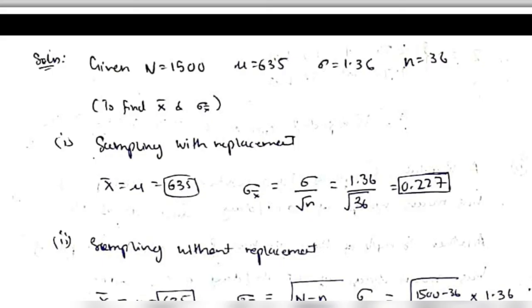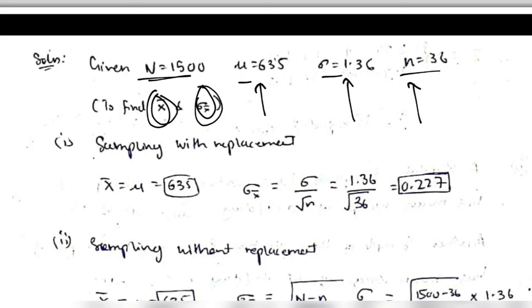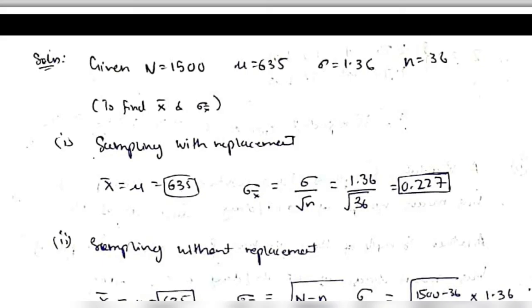Then what we have to find out is x bar and sigma x bar. For the population, the average value and the sigma value are given, but for the sample we have only been provided with one value, which is small n. Therefore we have to find out the remaining two values, which are the average and sigma. So there are two cases possible.